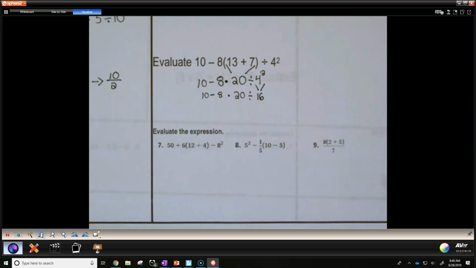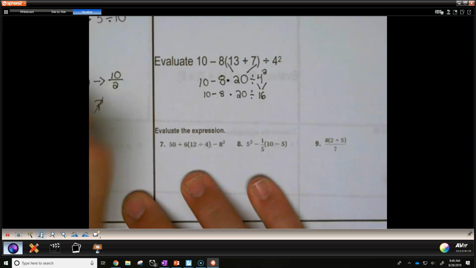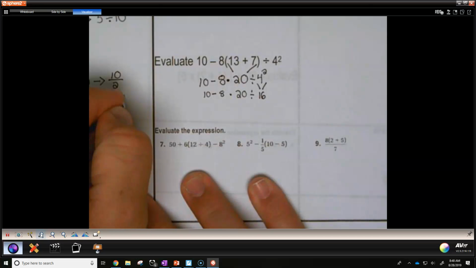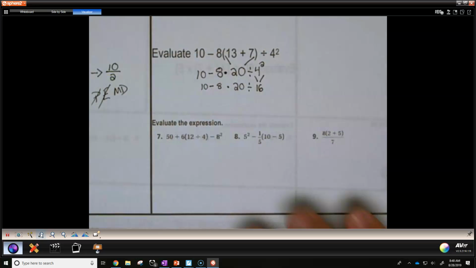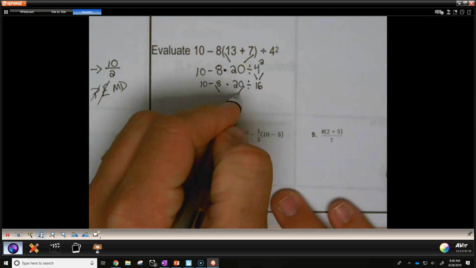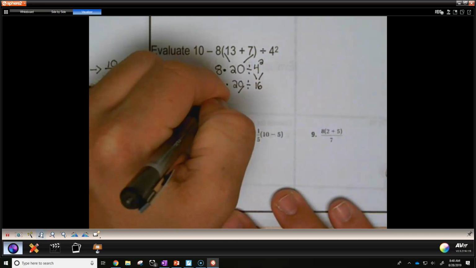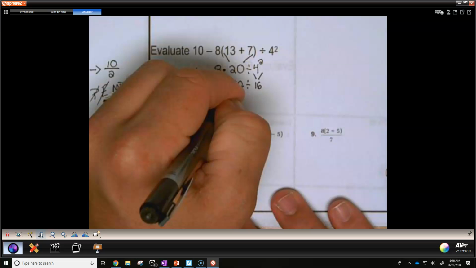Olivia? 20 divided by 16. No. Braden? 2 times 8. Addison? 8. Good. Remember, we've done parentheses. We did our exponents. And now we multiply or divide. And you saw the division. But remember, left to right, there's a multiplication problem that came first. So 10 minus 8 times 20 is 160.